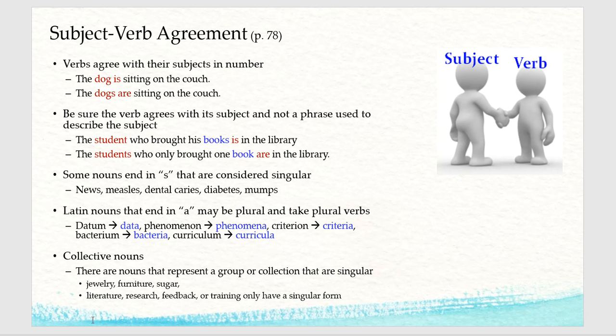And then there are collective nouns. These are nouns that represent a group or a collection, and they are singular. So some examples here are jewelry, furniture, and sugar. And then these words here, literature, research, feedback, training, only have a singular form.